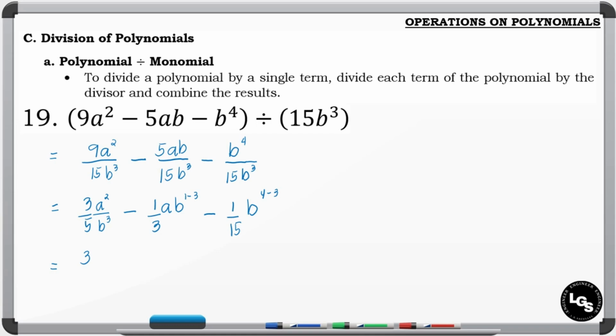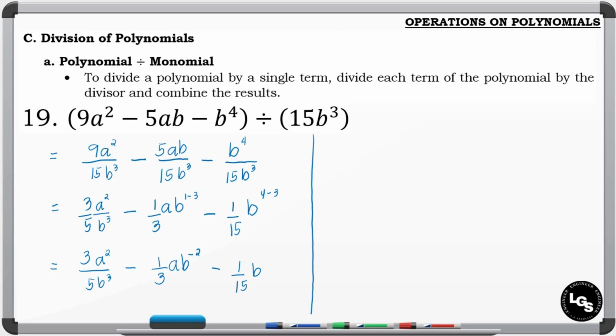So we will write it as one fraction. So 3a squared over 5b cubed. For the second term, that is 1/3 a, then b raised to 1 minus 3, so that is b raised to negative 2. Then for the last one, we have here 1 over 15, then b raised to 4 minus 3, so that is b raised to 1, or exponent 1 is imaginary.